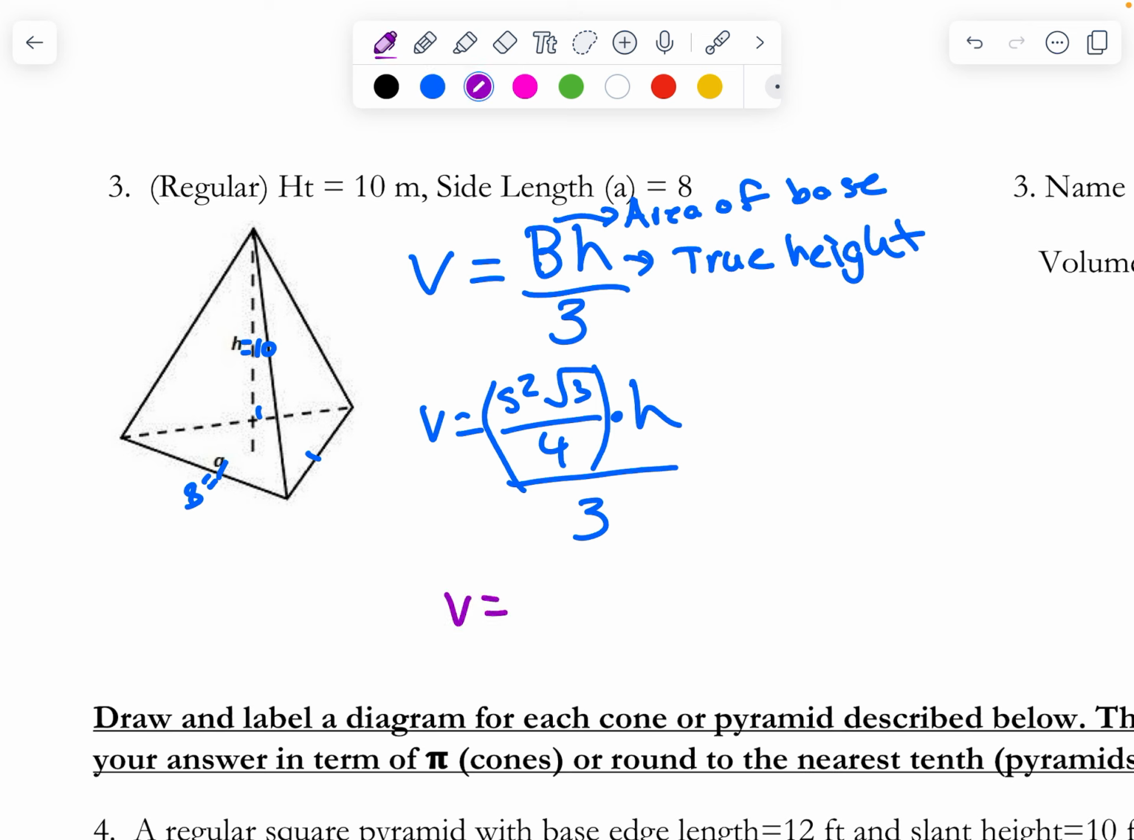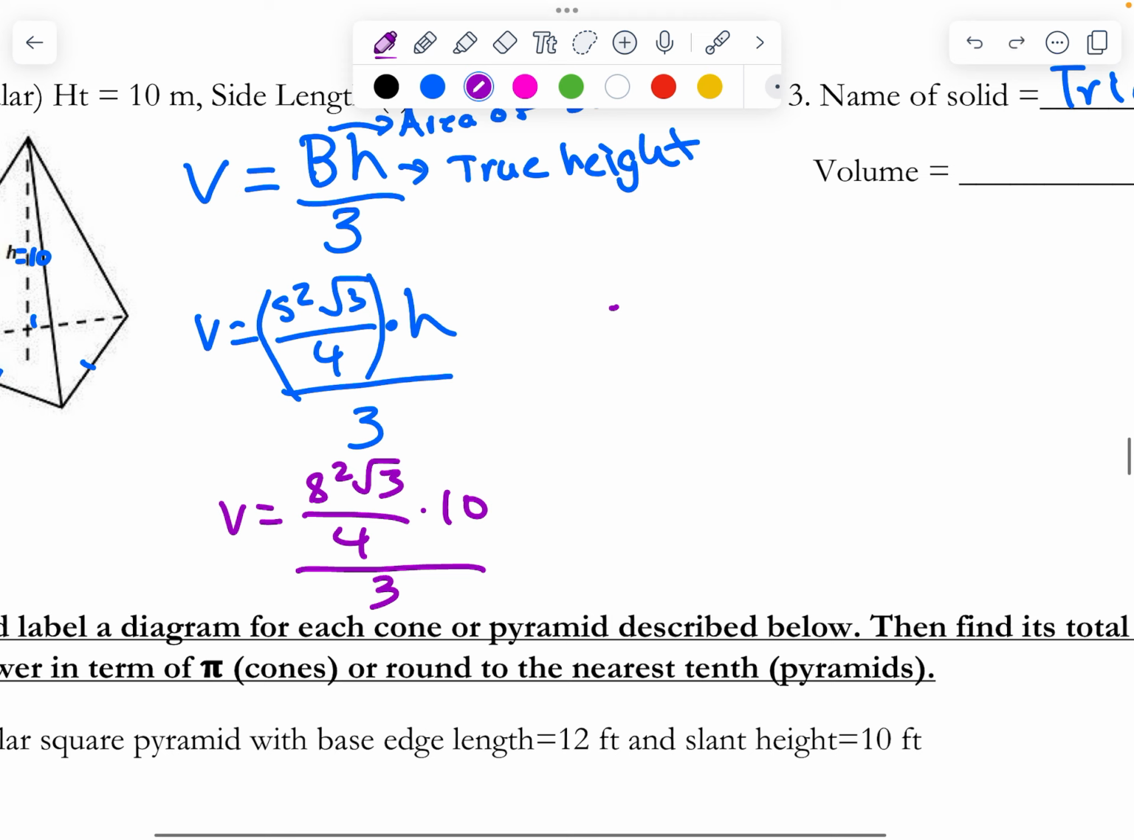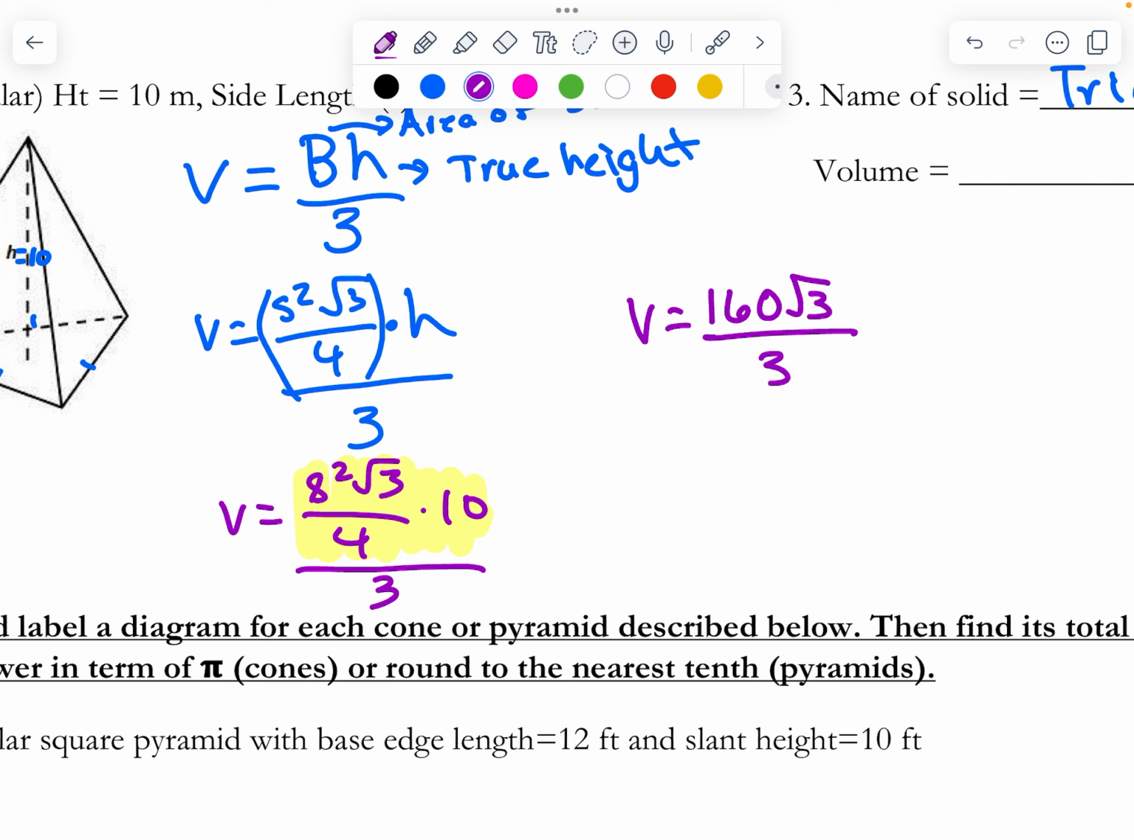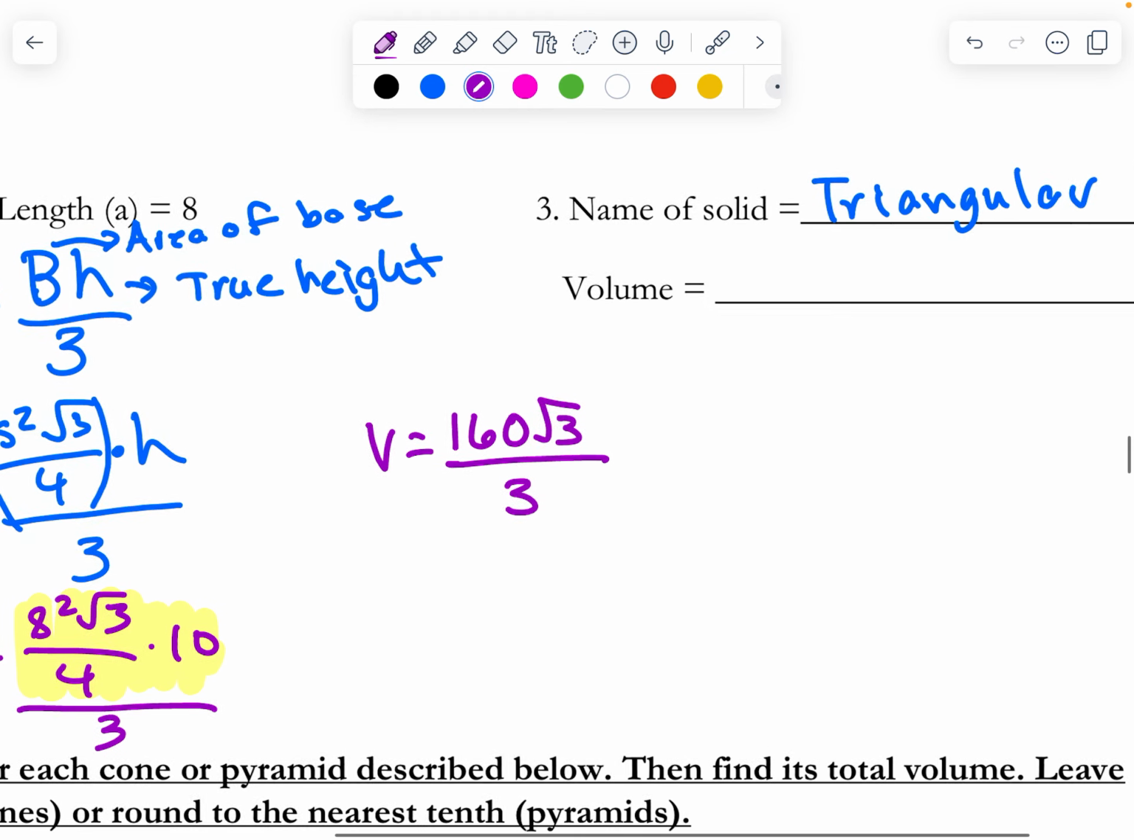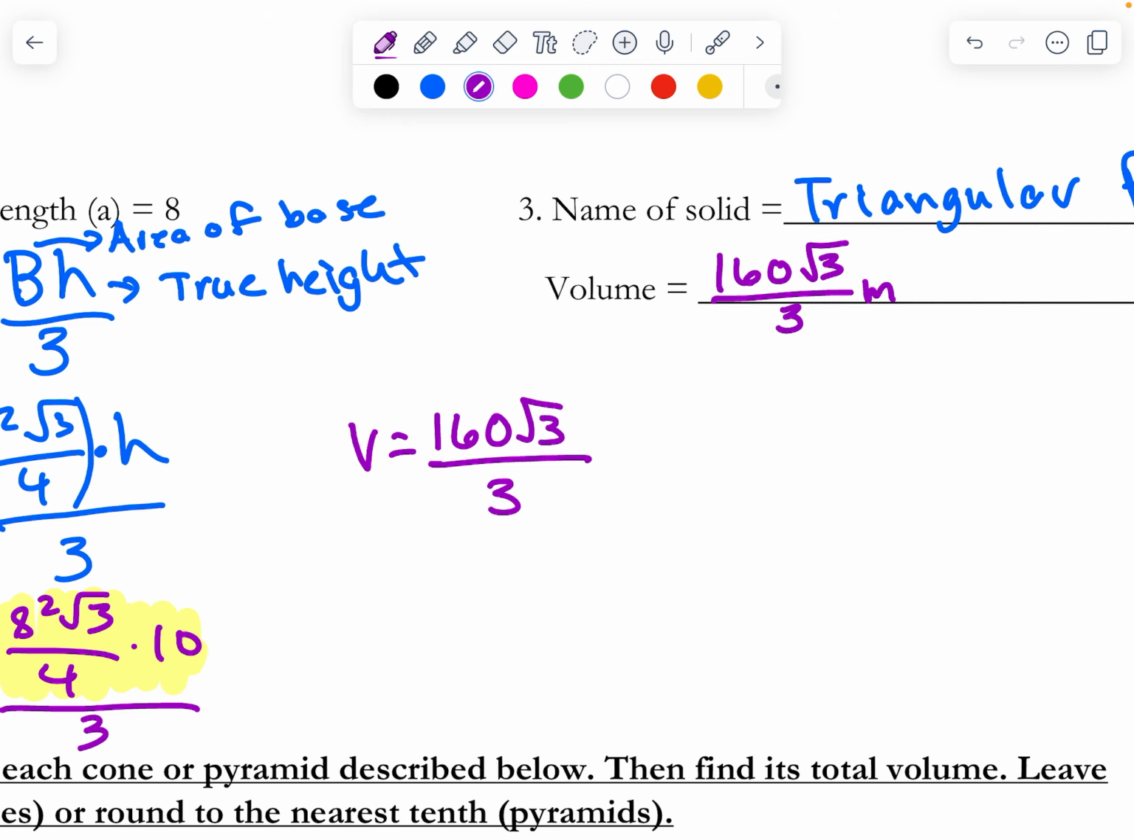V is equal to 8 squared root 3 over 4 times my true height. My true height is 10. It is provided, divided by 3. 64 divided by 4 is 16 times 10 is 160 divided by 3. So my volume here, once I simplify this, I end up getting the whole top here. That's 16 root 3 times 10. So this is 160 root 3 over 3. 160 divided by 3 is not possible. It'd be like 53.33333. So we can just leave this as is. So 160 root 3 over 3 meters cubed.